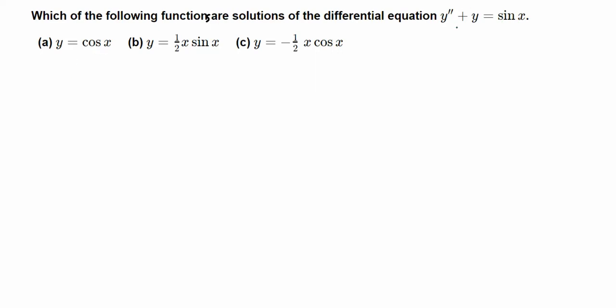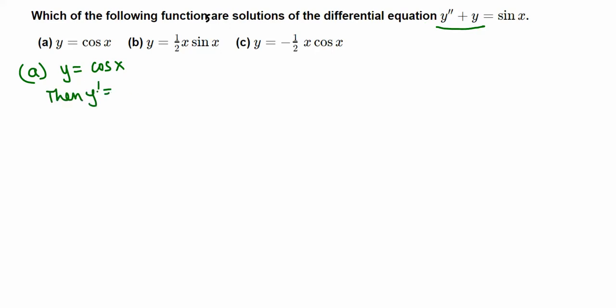If we get something other than sine x in the left hand side, that means that it is not equal to sine x, and hence this is not a solution. Okay, let's do it. Part A, we have y equals cosine x. To plug this into the left hand side, we need to find the second derivative.